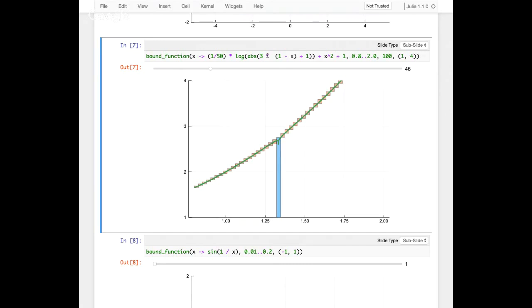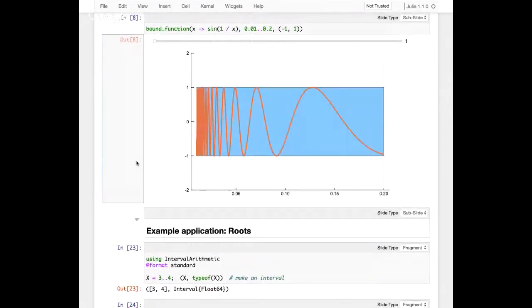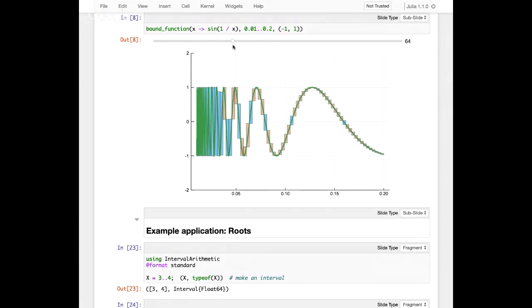Okay, and I can do really complicated functions. So this is just sine of 1 over x, which has some weird accumulation point at zero, and the interval overestimation just bounds that with some big box near zero, which you can never get rid of, but everything works perfectly fine. Okay, so I just talked about this.